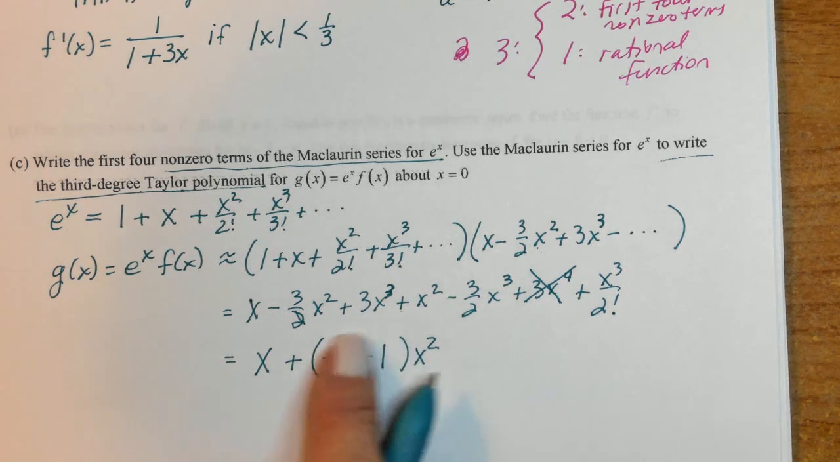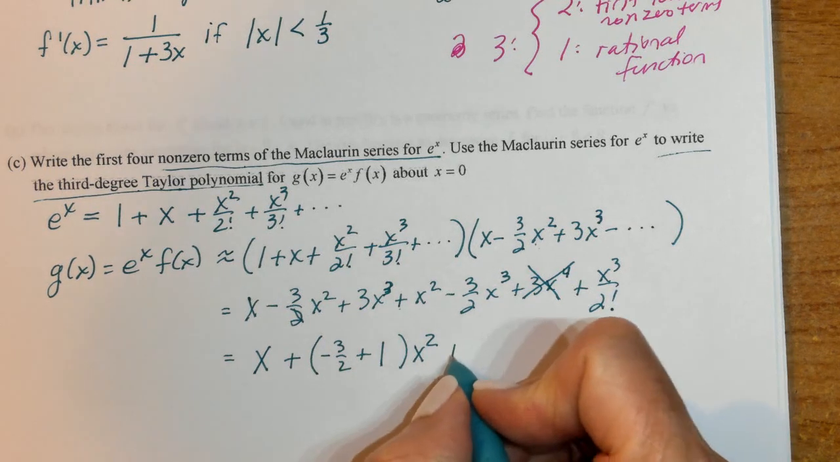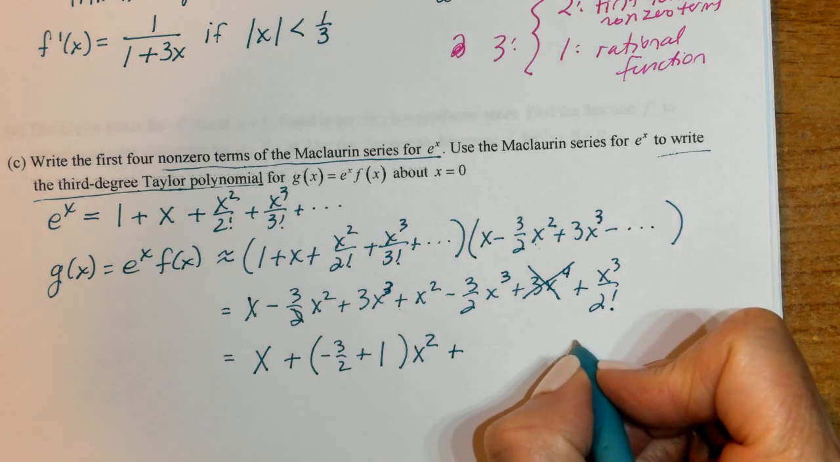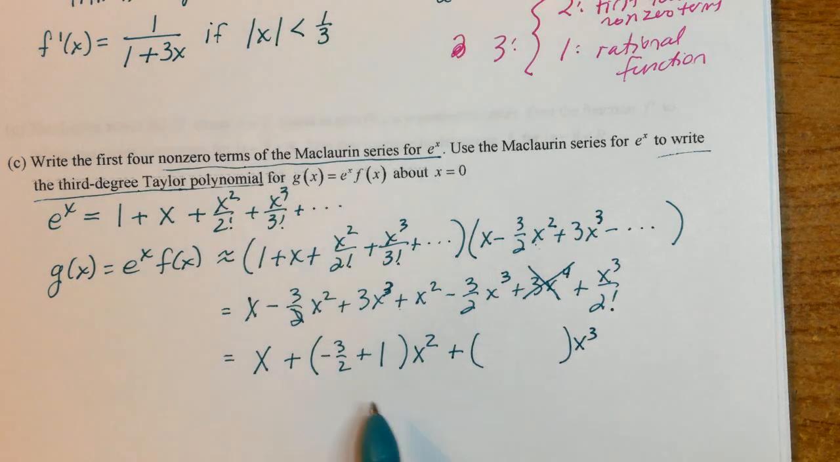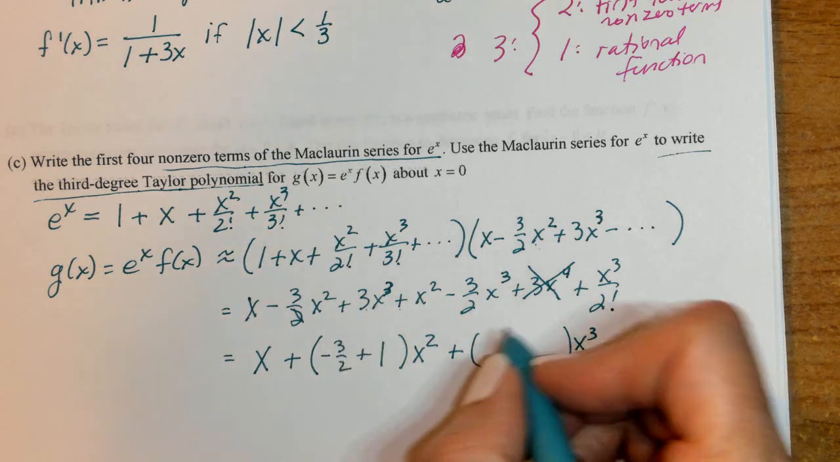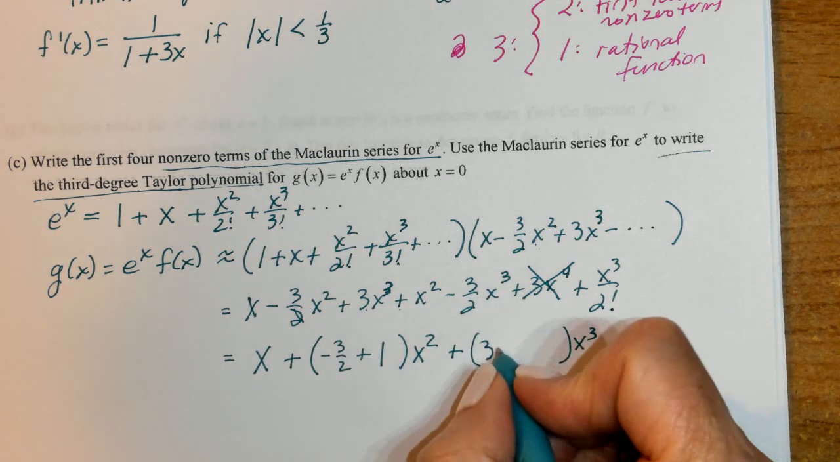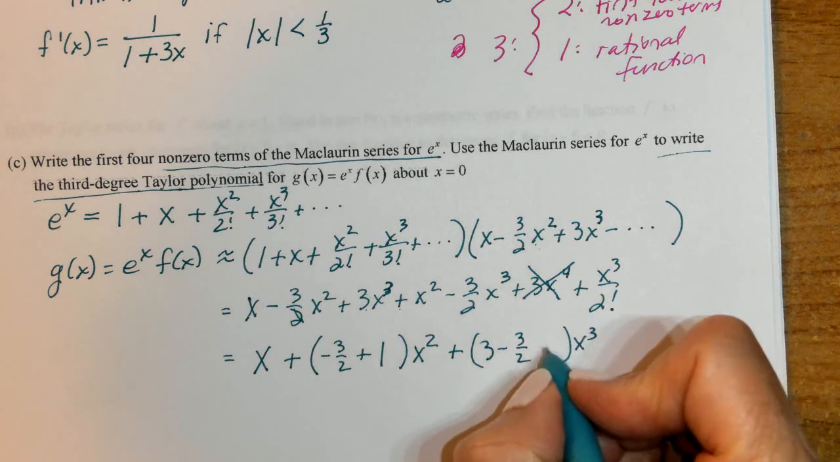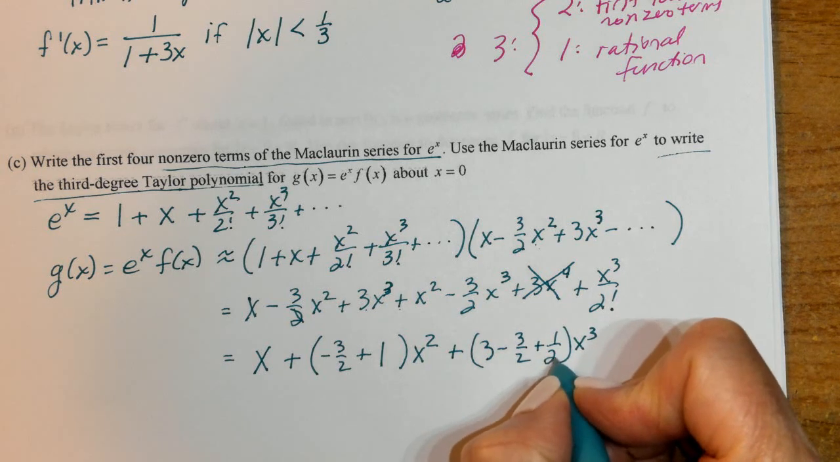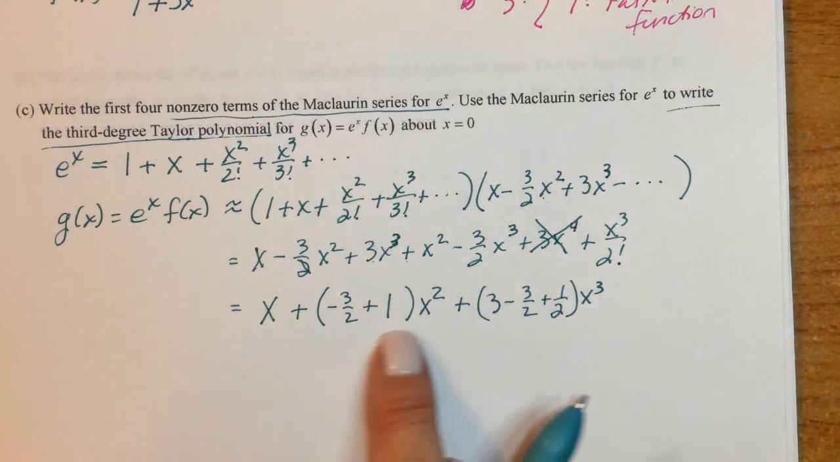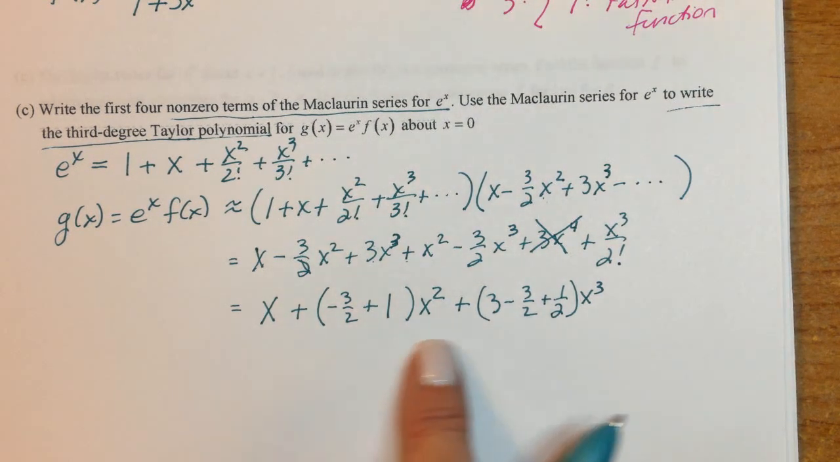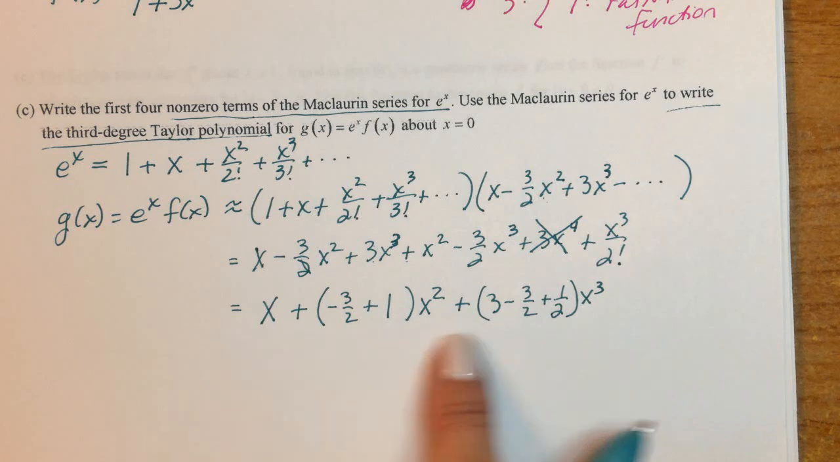Now that's safe to stop. I don't have to add that together. And now I'm going to do the same thing for my x cubes. I'm going to write my x cubed out back, and I'm going to write all my coefficients inside the parentheses. So positive 3 minus 3/2 plus 1 over 2 factorial, which is 1/2. Now it looks like a third degree polynomial. So that's my safe stop.